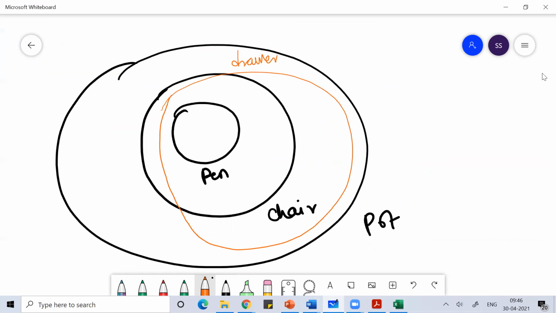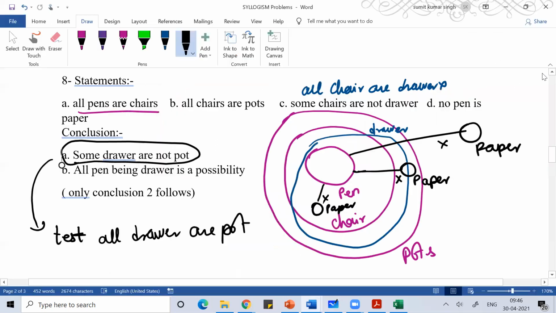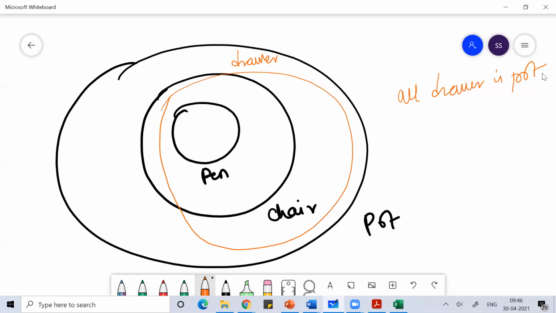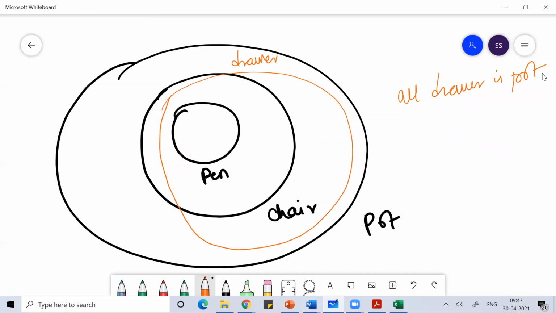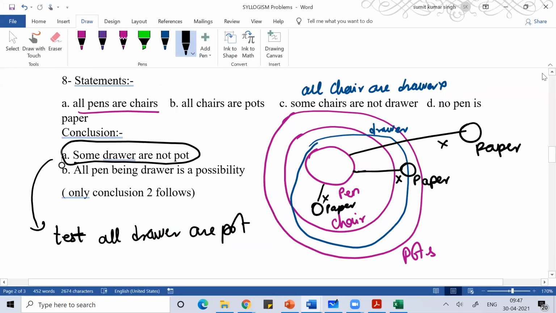What I'm trying to test is this: all drawers are pot. Is this true or not? Then the last thing, some chairs are not drawer. Then no pen is paper, you have pen and paper. No pen is paper. Now the conclusion written here is some drawers are not pot.